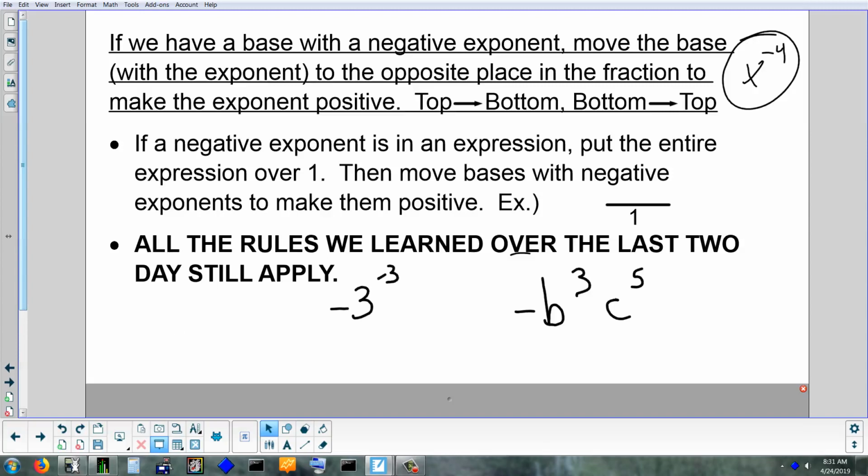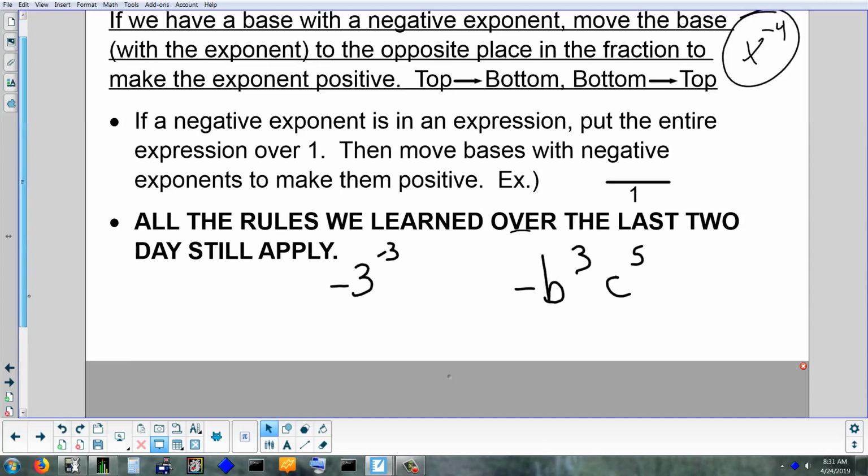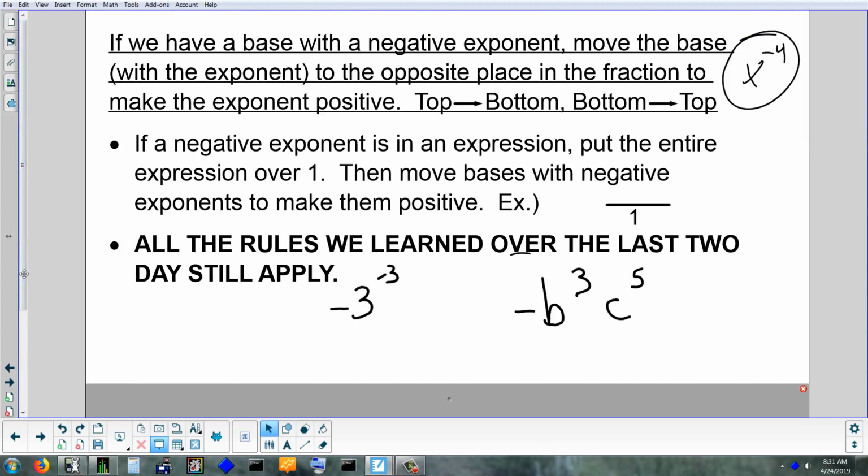Like the next bullet says, guys, if the negative exponent is in an expression, put the entire expression over 1. So if it's not already set up as a fraction, you may get problems where it's not set up as a fraction, like the one I circled right there, x to the negative 3. That one's not set up as a fraction. You can make it a fraction, like the directions say. Put it over 1.